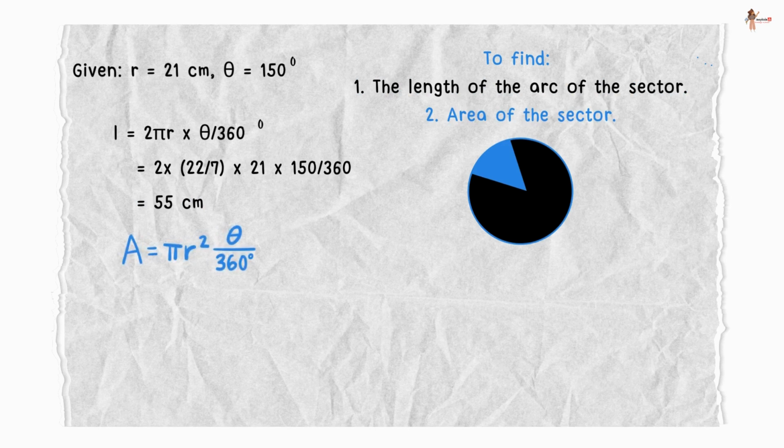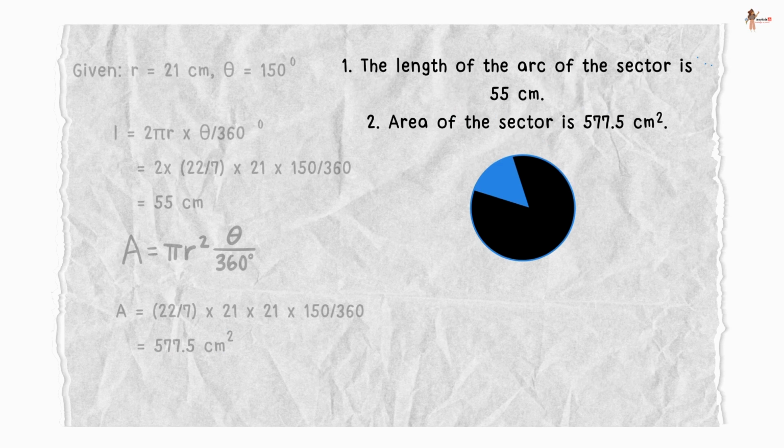360 degrees. That means 22 by 7 into 21 into 21 into 150 upon 360, which gives us 577.5 centimeters squared. Thus, the length of the arc of the sector is 55 centimeter and the area of the sector is 577.5 centimeter squared.